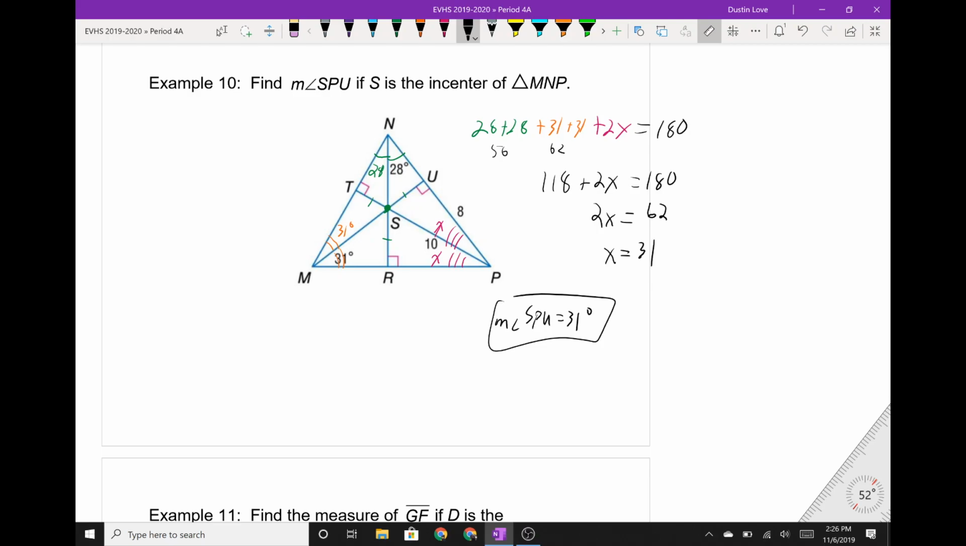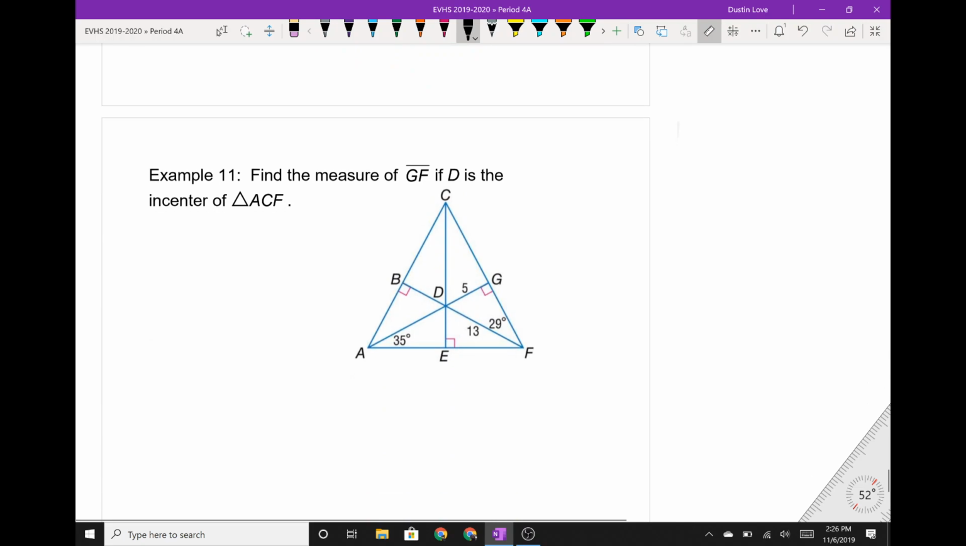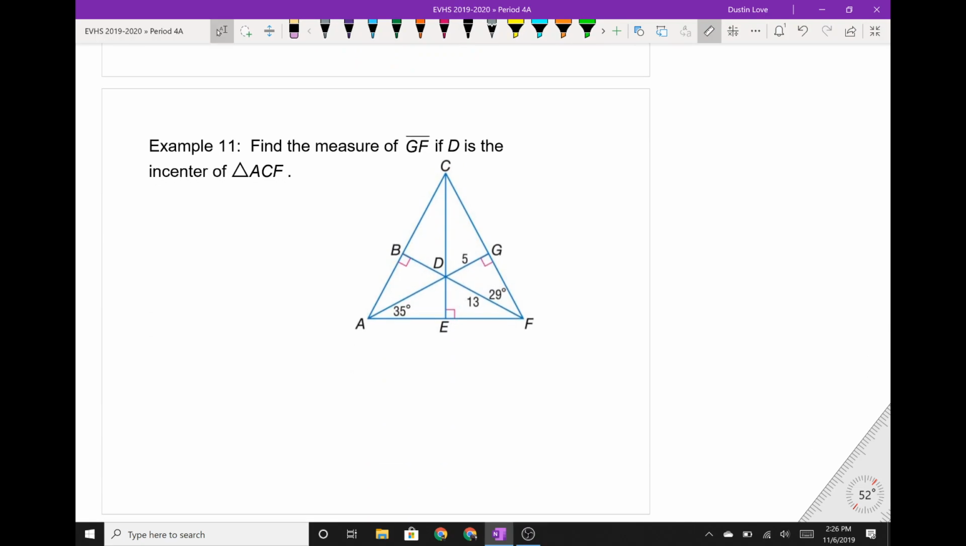All right, I believe 11 is the last one. Okay, find the measure of GF if D is the incenter. Remember, incenter tells me that segments are congruent. Angles are congruent. And those three are equal. So if I want the measure of GF, actually, I don't even need to do the incenter on this one. GF is just this one. We call that point B. It's just a Pythagorean theorem.